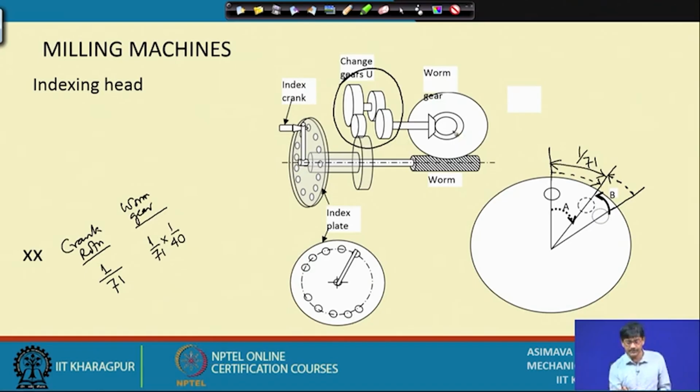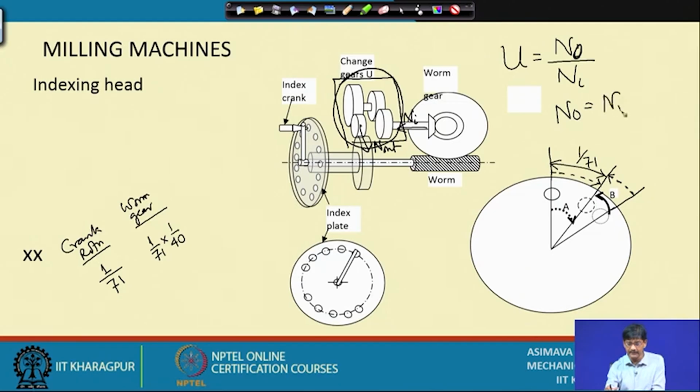For shifting from the worm gear 1:1 bevel gear and then the gearbox, suppose the gearbox ratio is U. Remember gearbox ratios, U is equal to output RPM for the gearbox by input RPM. What is the input RPM? Input RPM is this. And what is the output RPM? Output RPM is here. So, this is the gearbox. Input coming here, output going there. Okay. So, N out by N in, therefore, N out is equal to N in into U.